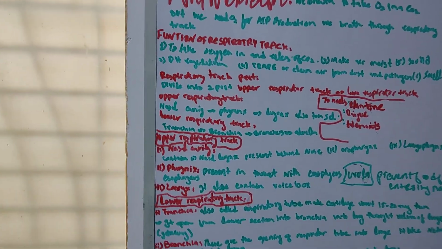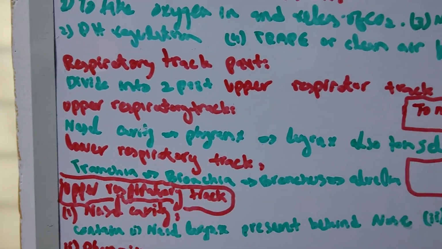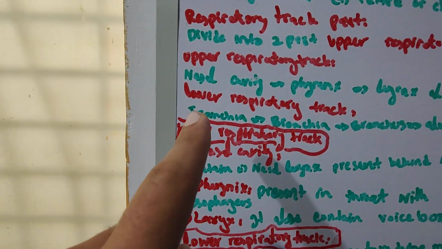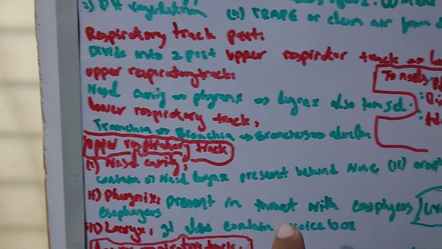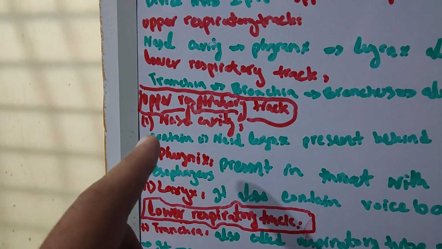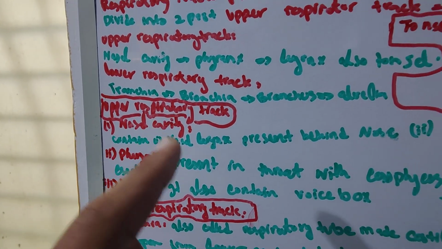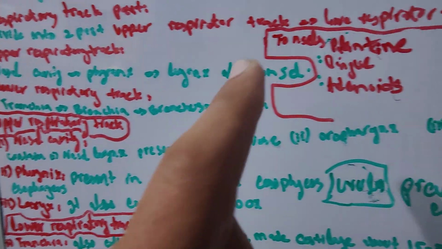What does our upper respiratory tract have? It has the nasal cavity, pharynx, larynx, and also tonsils. What does our lower respiratory tract have? Trachea, bronchi, bronchioles, and alveoli. Then, the upper respiratory tract: the nasal cavity contains the nasopharynx, present behind the nose.